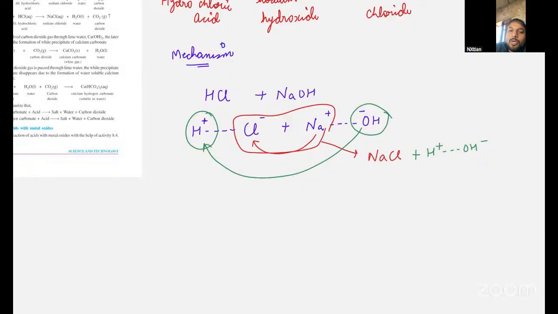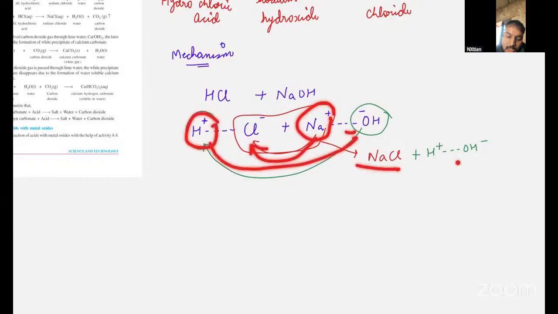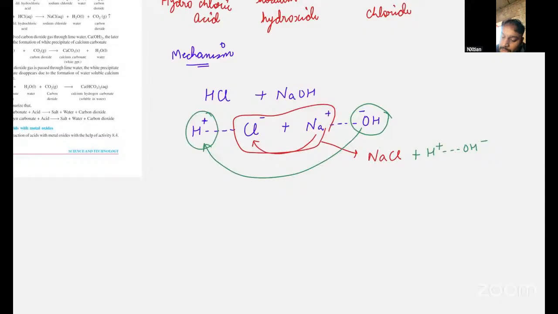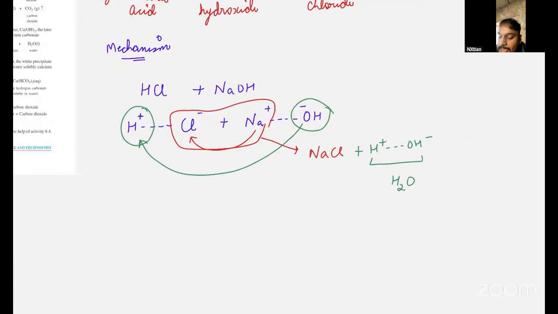Okay, guys. So what was I saying? Yeah. So what happened now? This Na plus, which broke away from OH, will make a bond with Cl, making NaCl. And in the same way, the H plus and the OH minus will attract and make H plus OH, which is basically water. So this will become H2O, because 2 H is there, so H2 and the O is there. This is how NaCl and water are formed in the mechanism.